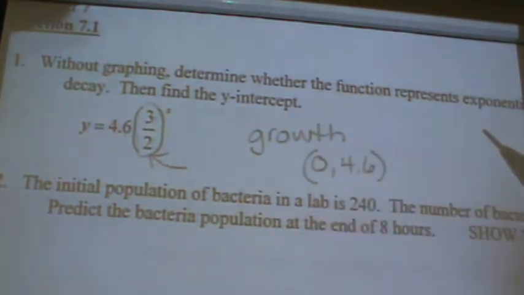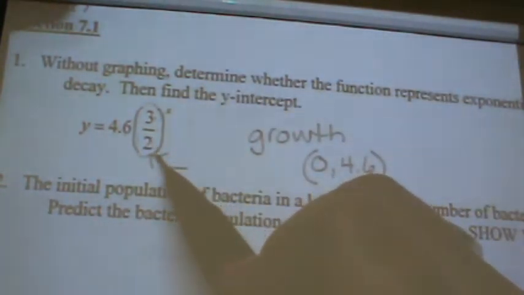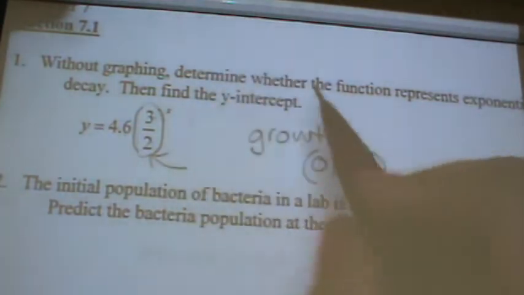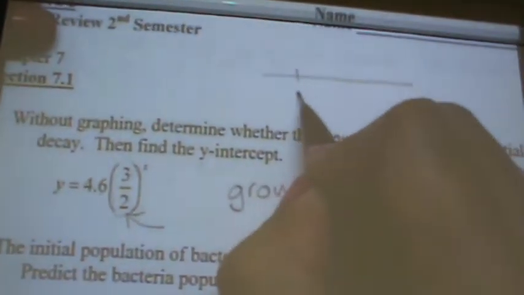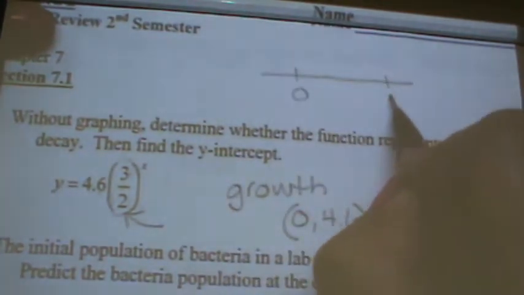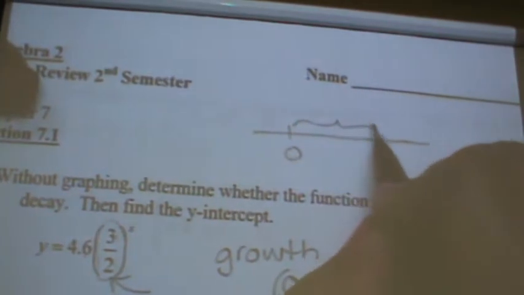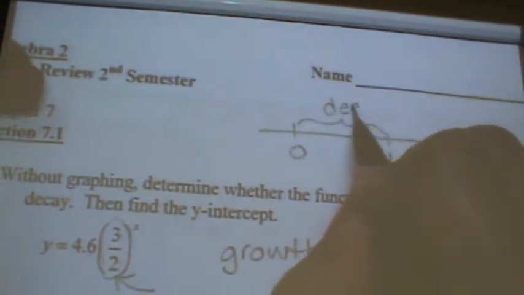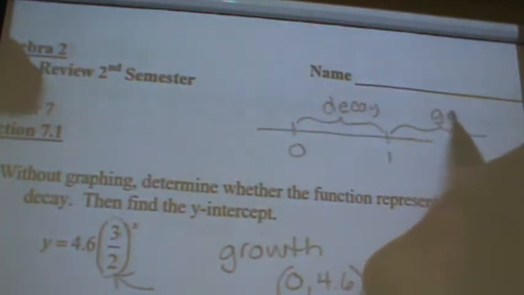Wait, when is it a growth? If the base is greater than 1, it's growth. But if it's between 0 and 1, so this is what you're going to have. Any number in this region right here is going to be decay. And from here on is growth.